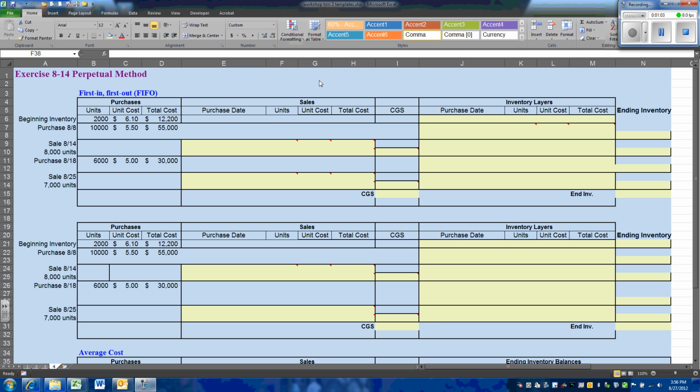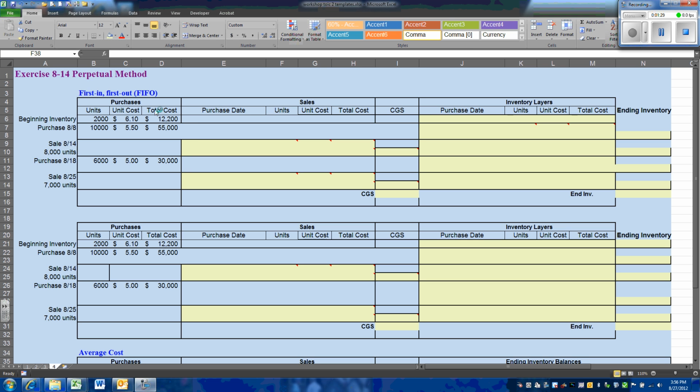So we're going to be using the same facts that we used in our demonstration for the periodic method. That is, we're given a beginning inventory, we're told about purchases, we're told about sales. Unlike the periodic method, we're going to have to record these changes as they occur in the accounting information system.